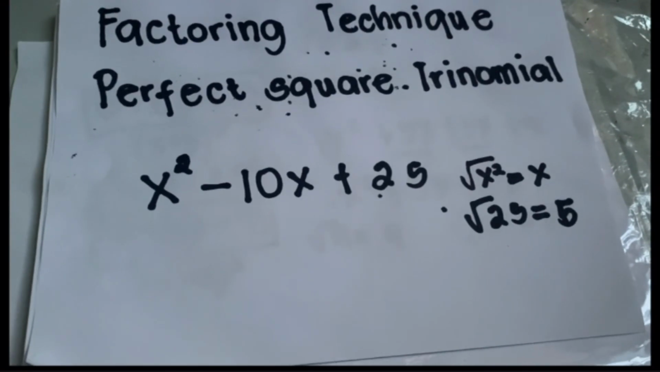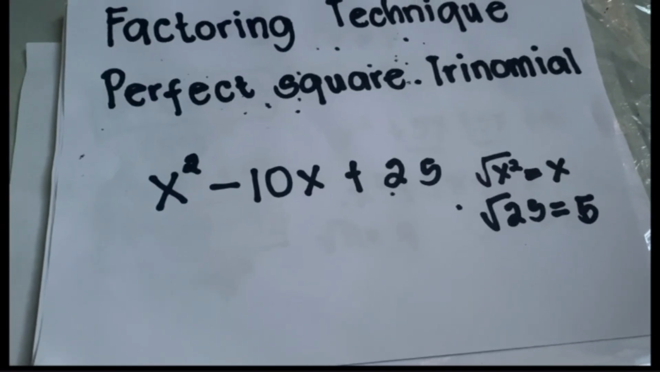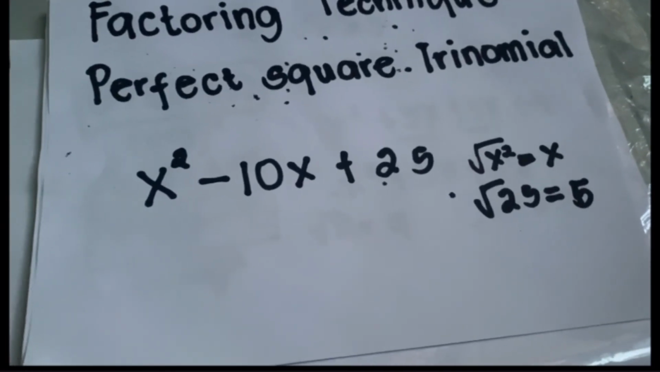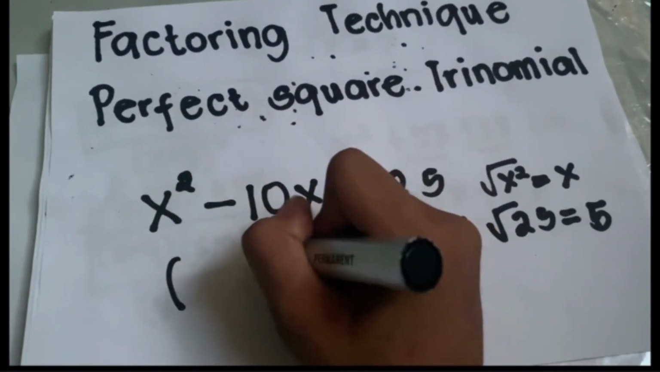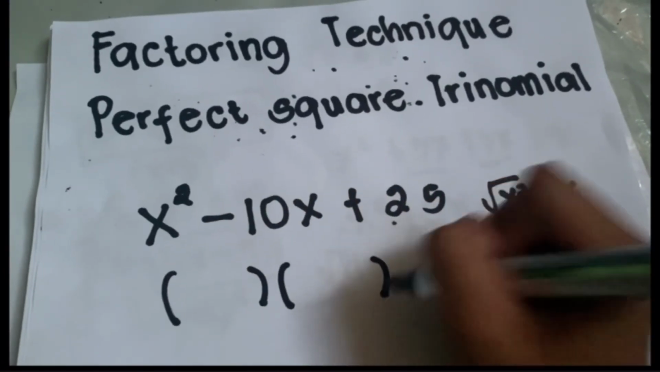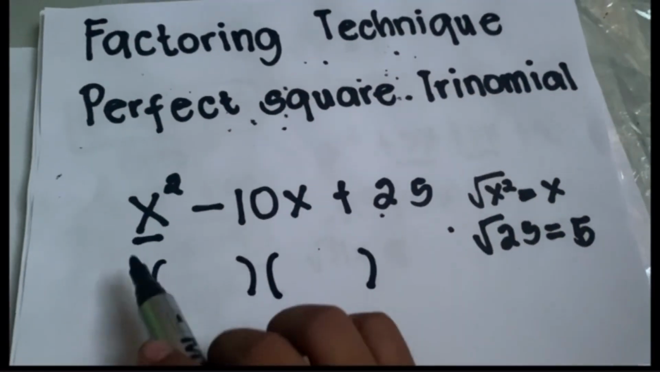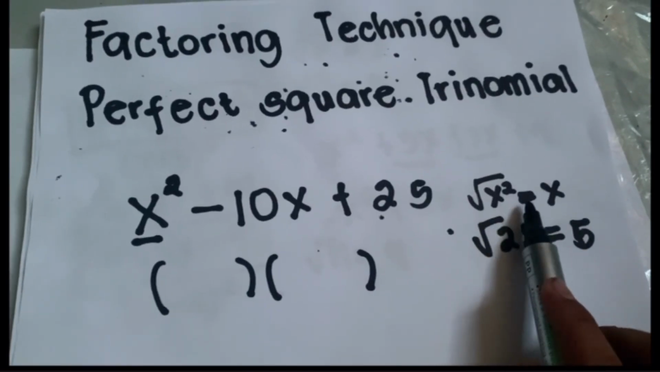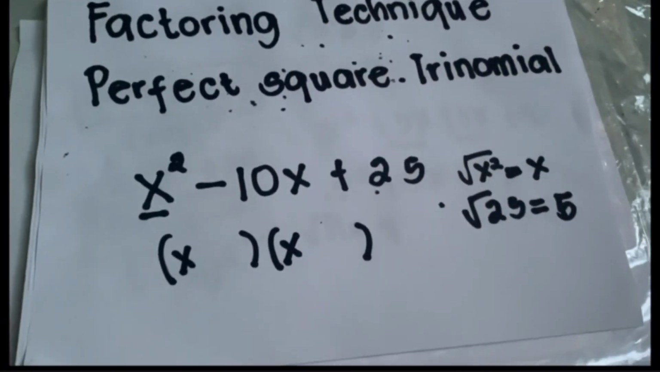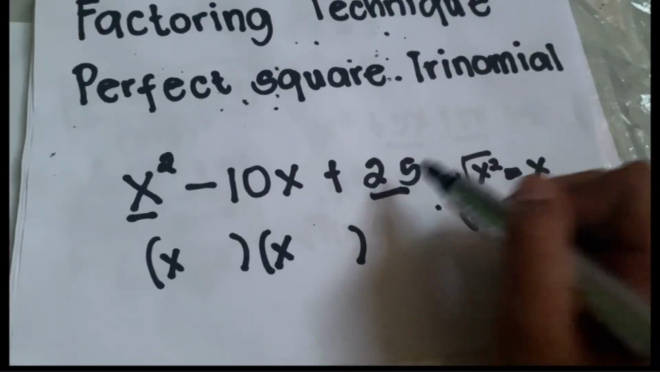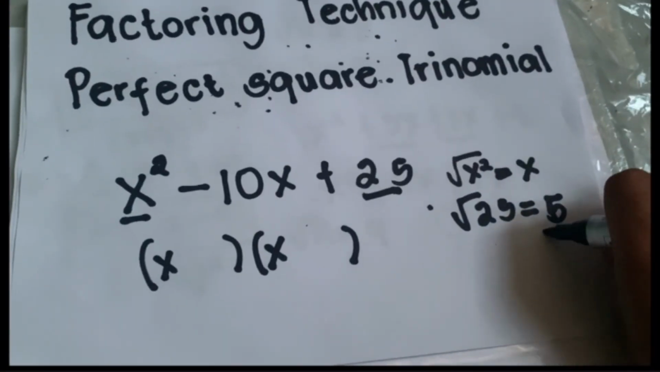Now let us answer our main problem, which is x squared minus 10x plus 25. Like what we did earlier, we prepare two sets of parentheses. Now we find the square root of our first term, x squared. The square root of x squared is equal to x, so we put it here. And the square root of our last term, 25, is equal to 5.